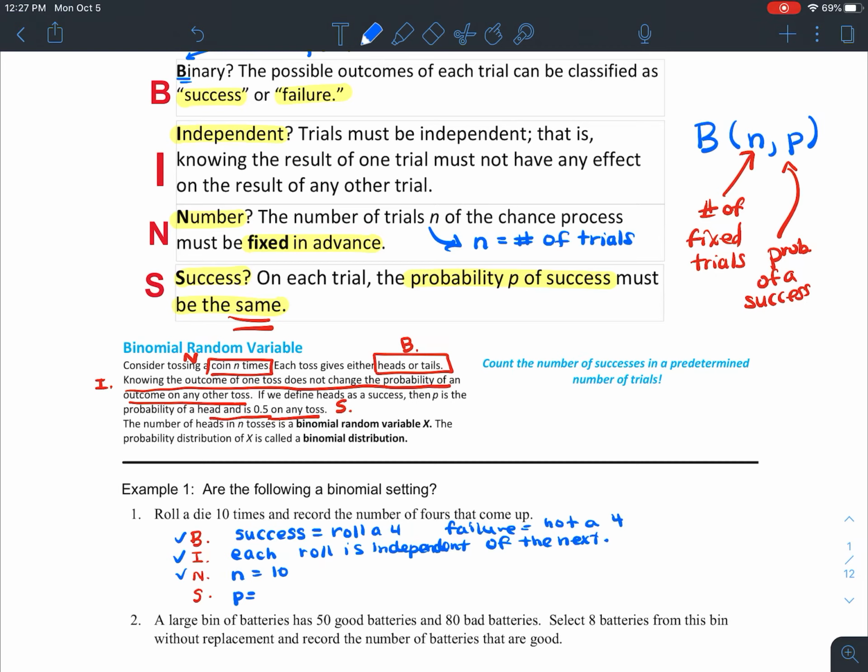So the probability of rolling a 4 would be 1/6, and that is the same from one roll to the next. So then I could abbreviate this with a capital B, I could put a 10 there for the number of trials, and a 1/6 as denoting the probability of rolling a 4. That's our success. Okay, let's look at number 2 here.